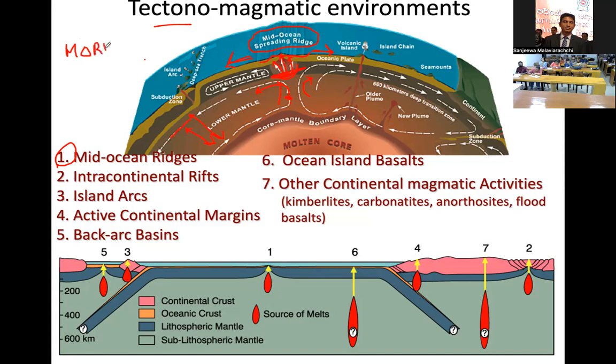Okay, so what is MORB? What does it stand for? Mid-ocean ridge basalt. Okay, MORB. We normally call the melts or magmatic materials produced at this tectonic situation MORB melts, right? So MORB melts are formed here, and the rocks produced here are basaltic rocks. We call them MORB rocks, right?